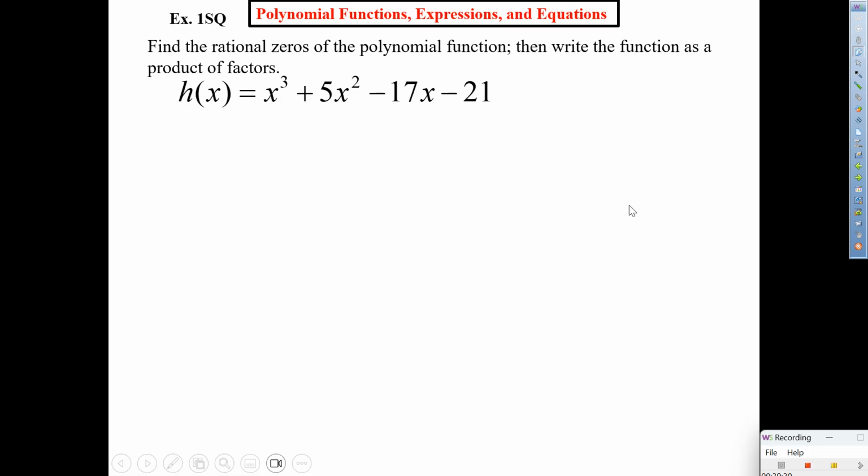Since we're on a row, or you're in a row. Copy this one, please. Example 1, super Q. H of x equals x cubed plus 5x squared minus 17x minus 21. And I'll give you a head start for this one for you to do by yourself. Let's see how you do. Get some help from your neighbor. Make sure they got it. Go.